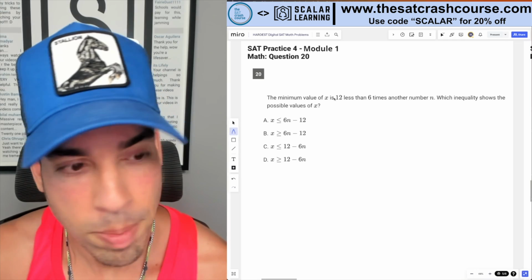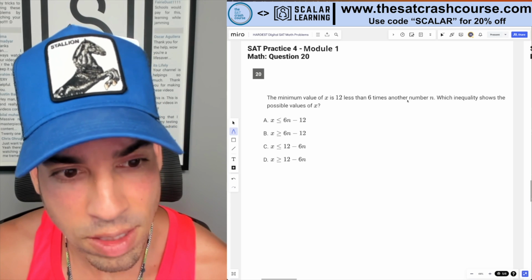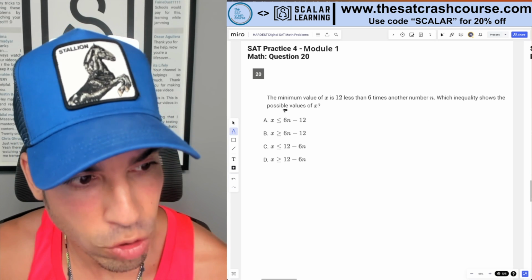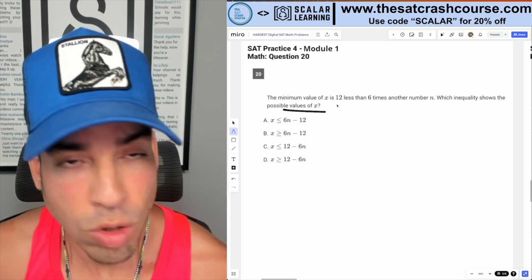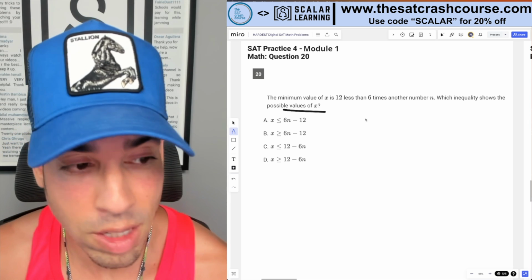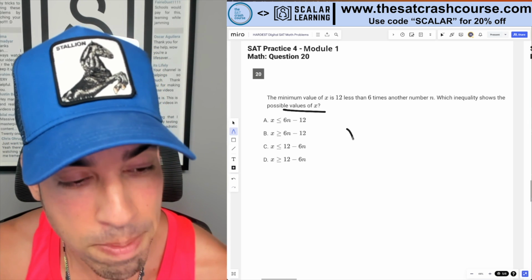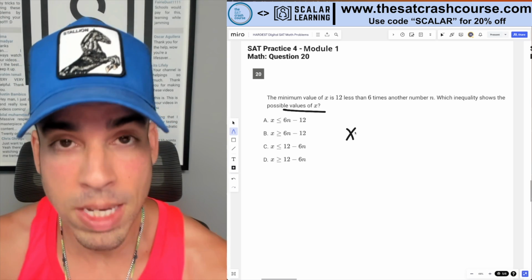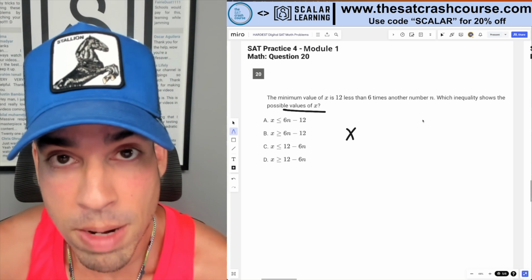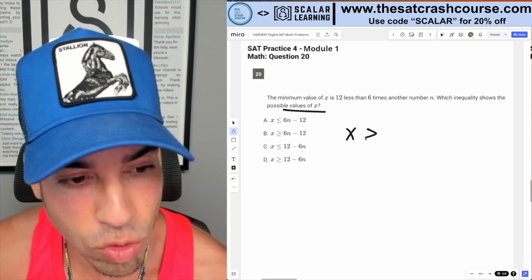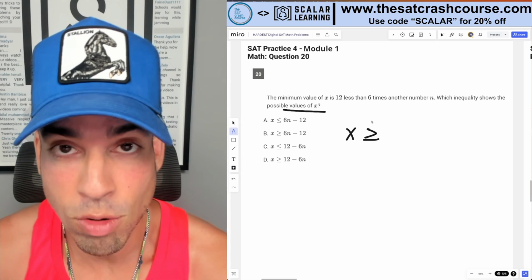Boom, done. The minimum value of x is 12 less than 6 times another number n, which inequality shows the possible values of x? So the reason why I think this one is on the more difficult side is you have to be very careful in how you set this up. So it says the minimum value of x, meaning x, if you're talking about a minimum value, it means x is greater than or equal to that, because that would be the minimum, right?